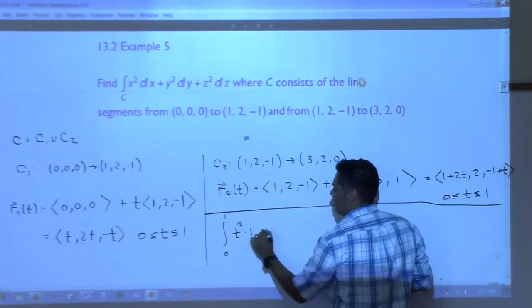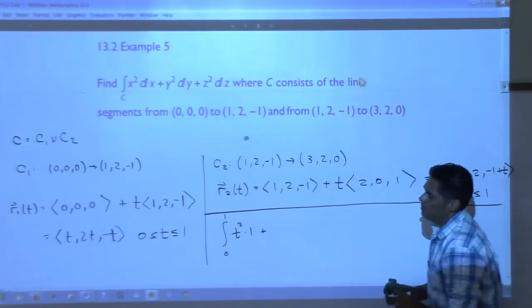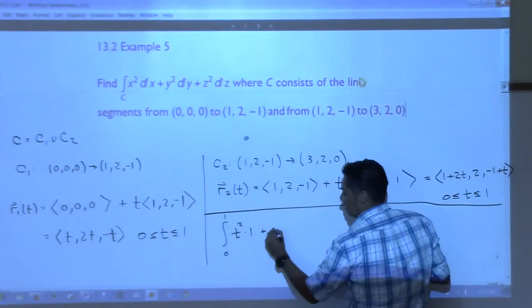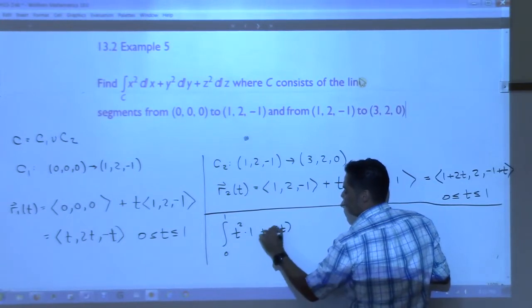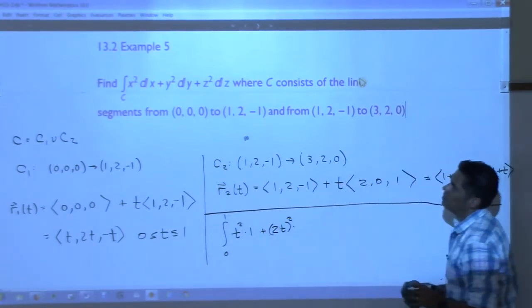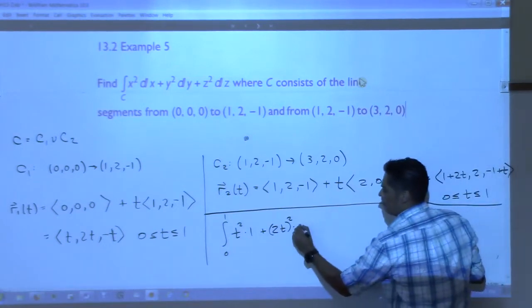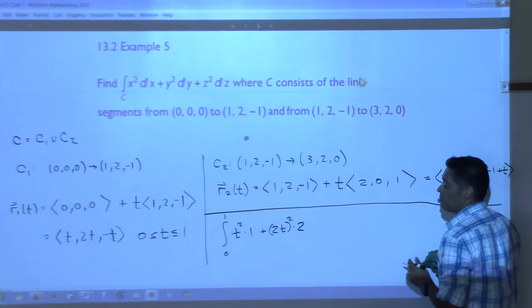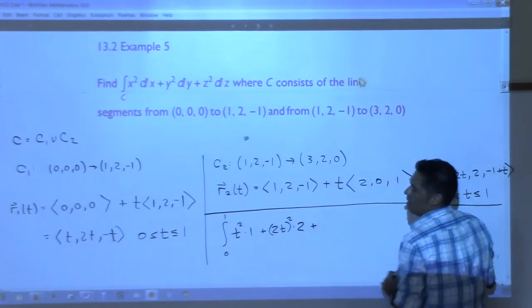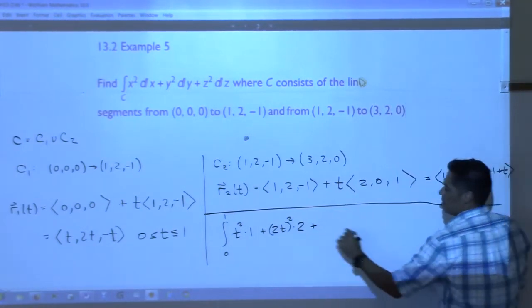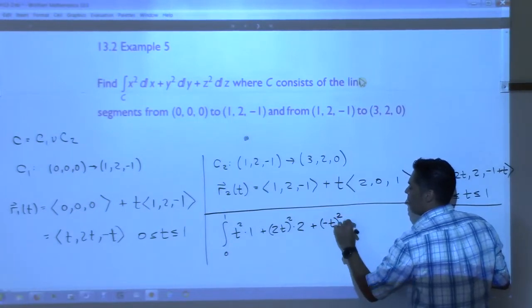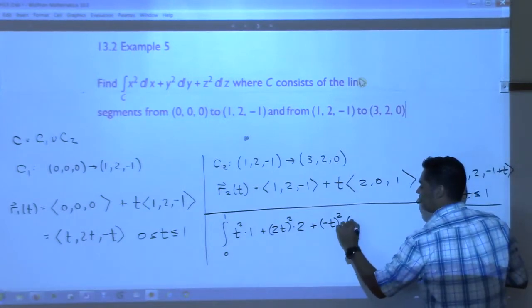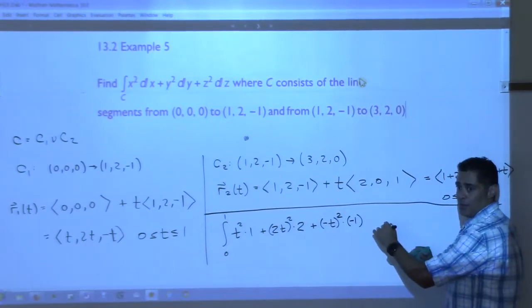I'll put times 1. Plus 2t, the whole thing squared. So we're doing this piece right here, which is 2t. That's our y. And then we're squaring it. Times 2, which is the derivative of the y component, which is the derivative of 2t, which is 2. And then plus z squared, negative t, and then that squared, and then the derivative of that, negative 1. Then all that dt, right?